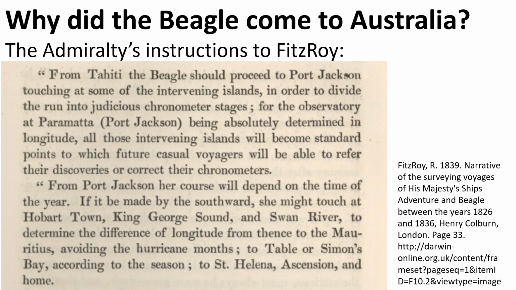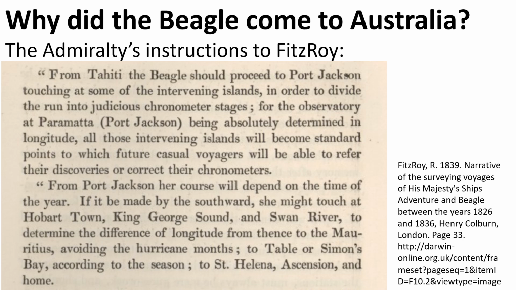From Port Jackson, her course will depend on the time of the year. If it be made by the southward, she might touch at Hobart Town, King George Sound and Swan River to determine the difference of longitude from thence to the Mauritius, avoiding the hurricane months, to Table or Simon's Bay according to the season, to St Helena, Ascension and home.